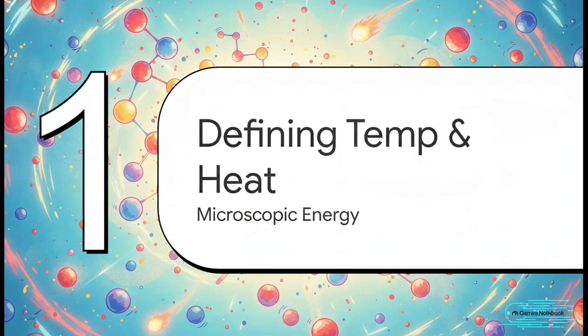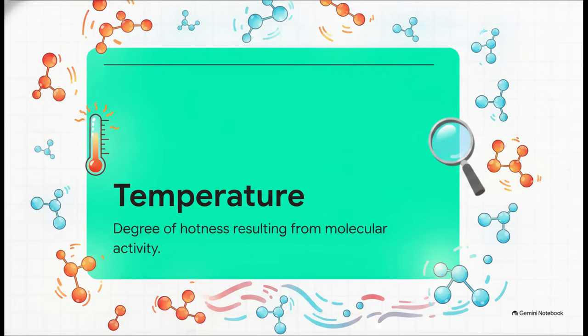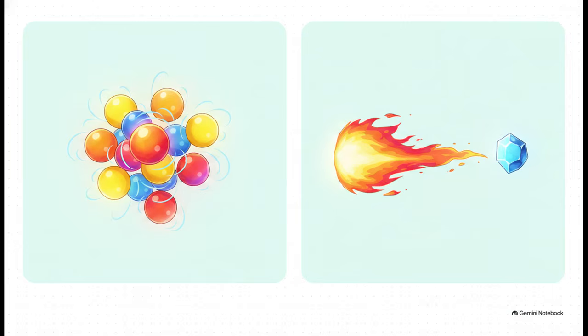Defining temperature and heat. To really grasp this, we've kind of got to forget what we can see with our naked eyes. We're going microscopic. When we talk about temperature, technically, it's the degree of hotness or coldness measured on a specific scale. But what actually makes something hot? Well, it's literally just molecular activity. Down at that microscopic level, temperature is simply a measurement of kinetic energy. It's just how fast the molecules in a substance are moving or vibrating or jiggling around. So as those molecules get more agitated and move faster, boom, the temperature goes up. It's really that simple.